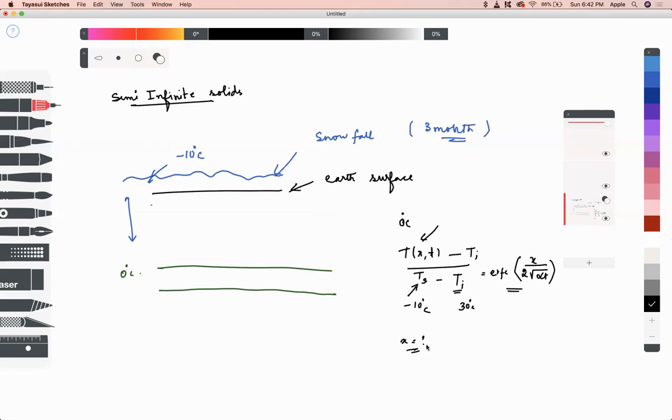That means at this level, let's say it comes around 5 meters, just for the sake of argument. Then at 5 meters, within 3 months, the temperature will reach 0. So if you are laying the pipe for water, it has to be at a depth which is higher than 5 meters. All right. So this is one of the scenarios where you can use the semi-infinite solid analysis.